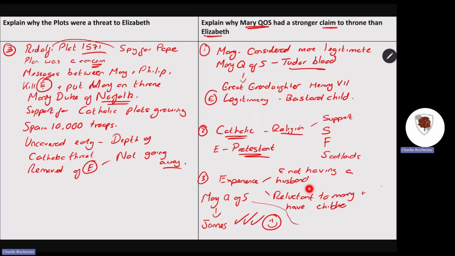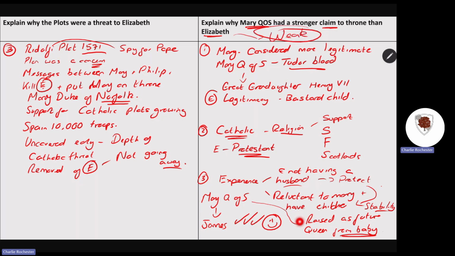Also, Mary, Queen of Scots, had been raised as a future queen from a baby. So instantly people had more support for her because they knew she was willing to have a husband which would protect the country. And as a result, she would have children, which would provide more stability for England. You could argue that Mary had a much stronger claim by thinking that Elizabeth had quite a weak claim in the eyes of certain people.